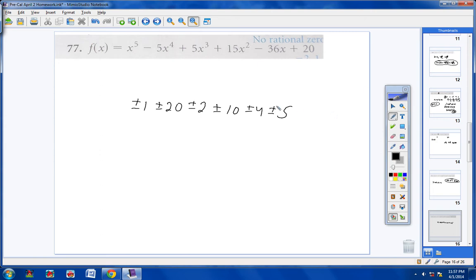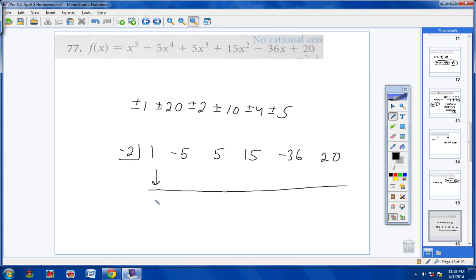You can check as many as you want, but I can see for sure that negative 2 is going to be one of your zeros. So I'm going to put a negative 2 in my box here, and notice I'm not missing any terms. I have a 5, 4, 3, 2, then a 1 here, and then a constant term. So my coefficients would be 1, negative 5, 5, 15, negative 36, 20.